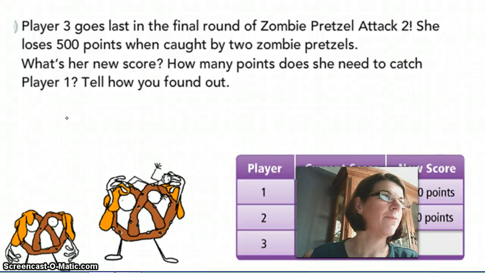Hi everybody, we're back to talk about subtracting integers. So let's take a look at our first problem here.